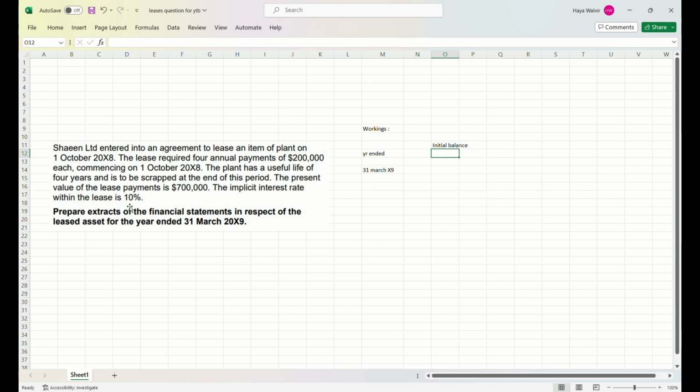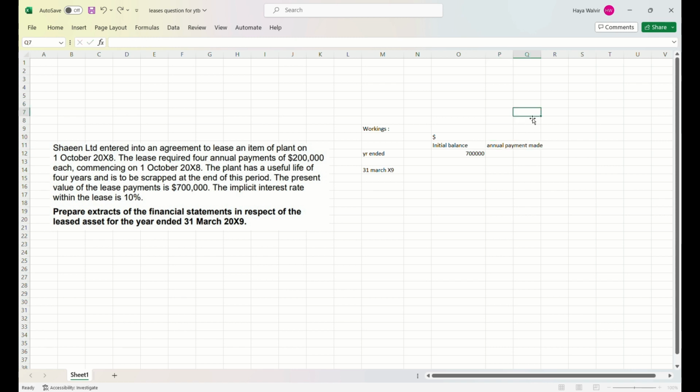The present value of the lease payments at the start date of the contract. So it was 7 lakhs. It's directly given, so we'll just write it there. And all of the amounts are in dollars, so please write the currency too. Right? That's the initial balance.